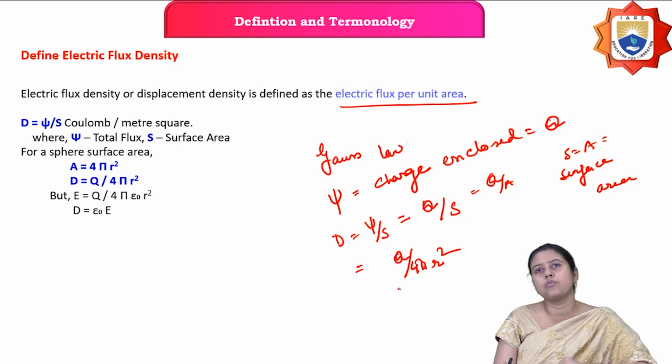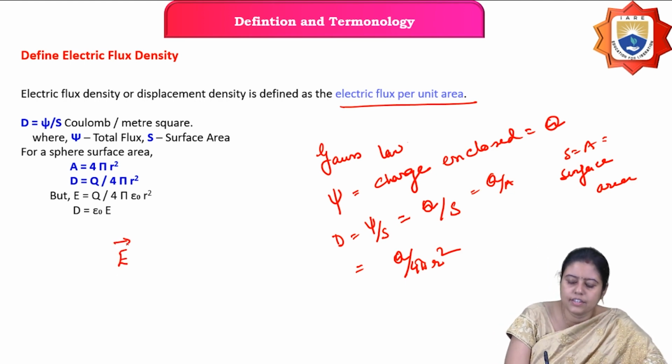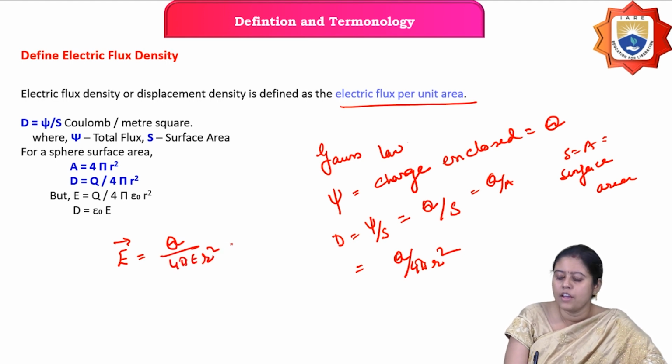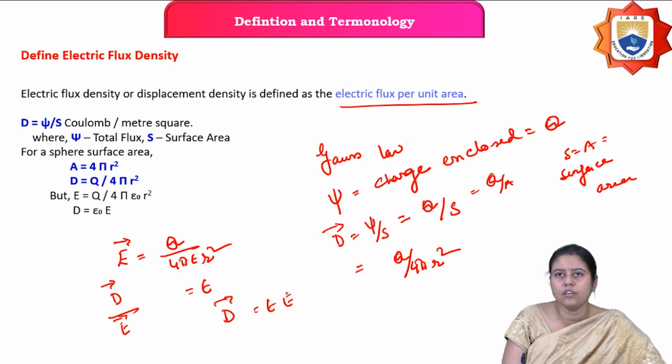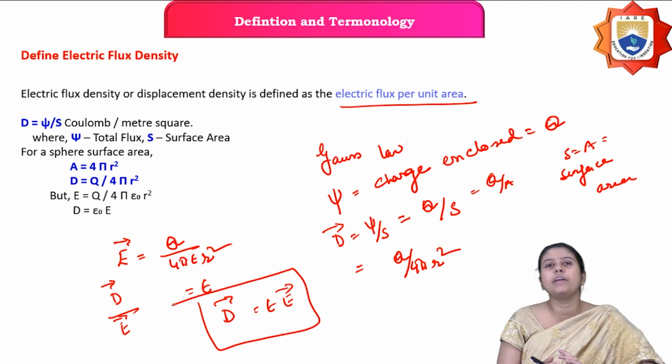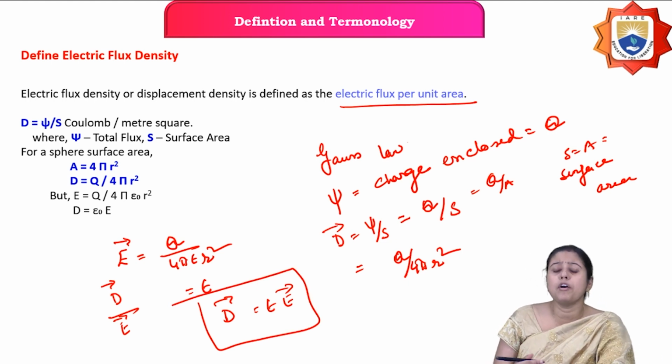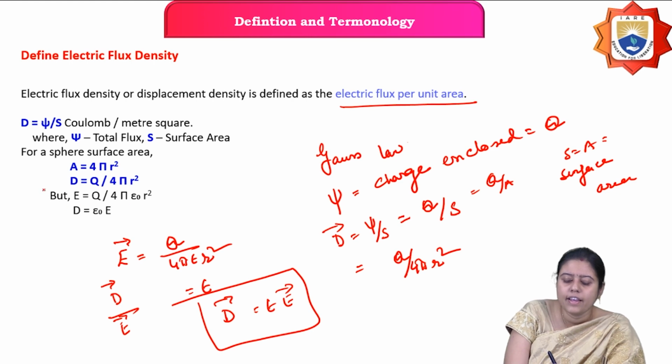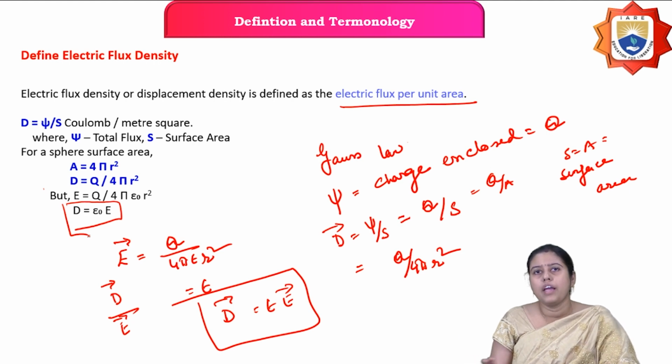And in the previous slide we discussed that the electric field intensity E is equal to Q by 4 pi epsilon r square. So what is the value of D by E? If we calculate D by E, we will get the value of epsilon. So D is equal to epsilon into E. Now, if the medium is vacuum or free space, we can write that D is equal to epsilon naught into E. So this is the electric flux density.